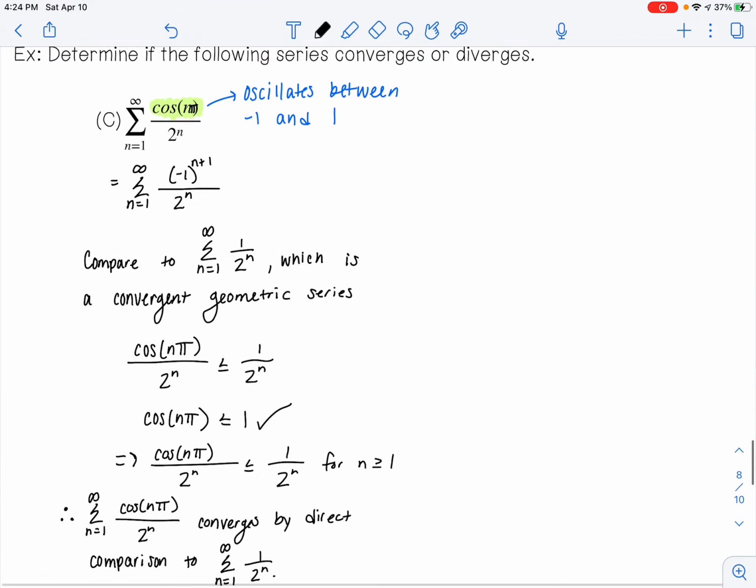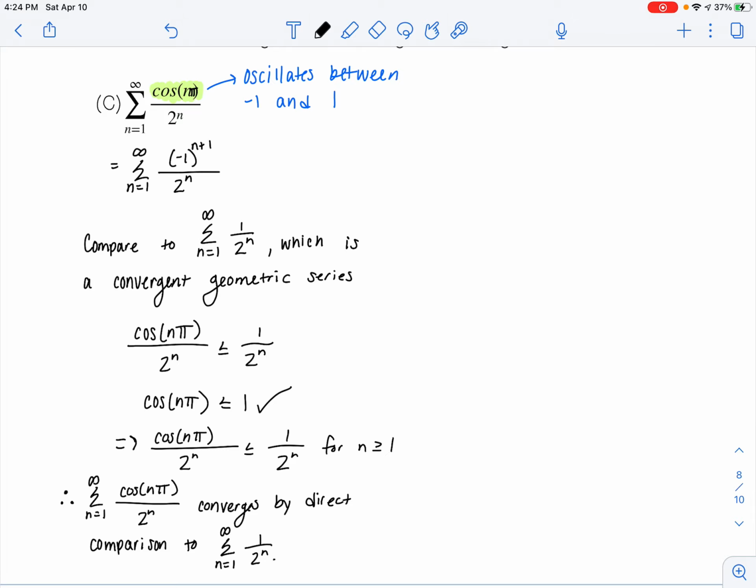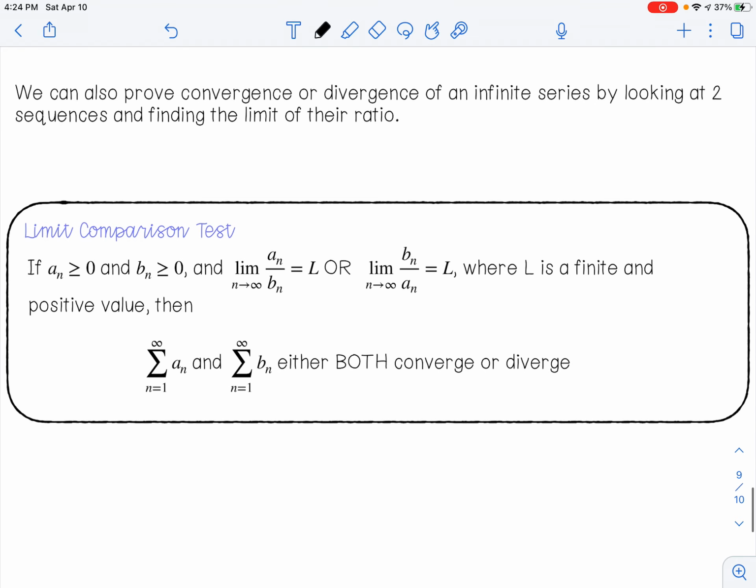So like I said earlier, this actually isn't my favorite way to do comparison. I actually really prefer something called the limit comparison test, which is what we're going to look at now. So you can also prove convergence or divergence of an infinite series by looking at two sequences and finding the limit of their ratio. So again, we're going to use two positive sequences. Remember, those are those sequence rules inside the infinite series. And we're going to divide them by each other.